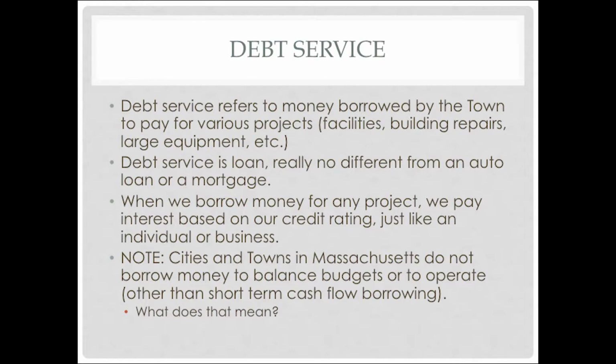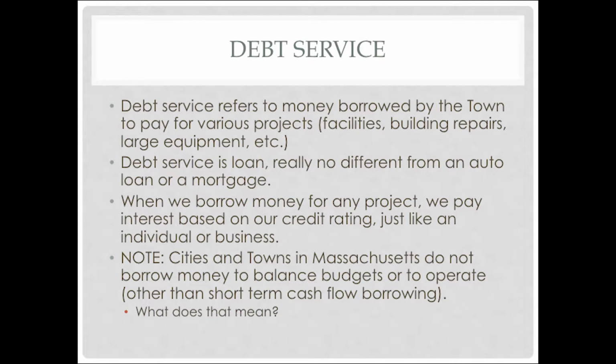Occasionally, cities and towns do short-term cash flow borrowing. Anyone who's run a small business knows that's just borrowing to make sure you meet your payroll because your revenues come in at different times. We actually rarely do that in Norwood. Most cities and towns do, but because we do quarterly tax billing, that actually helps the cash flow. And the light department being monthly actually helps our cash flow. So it saves us a little bit of money.